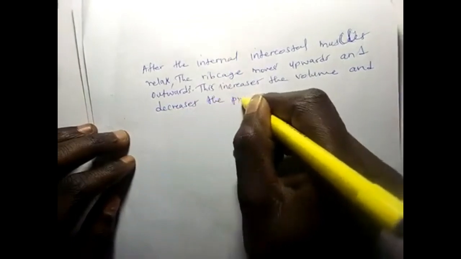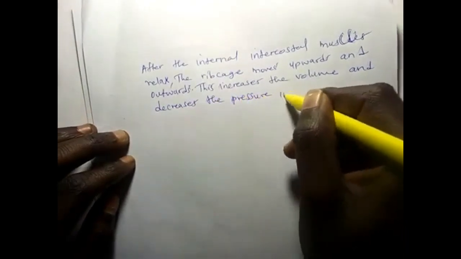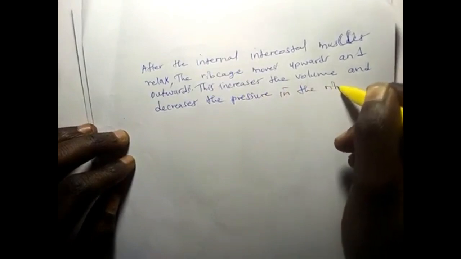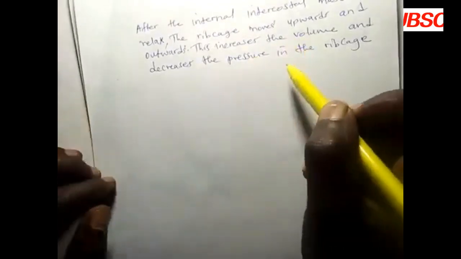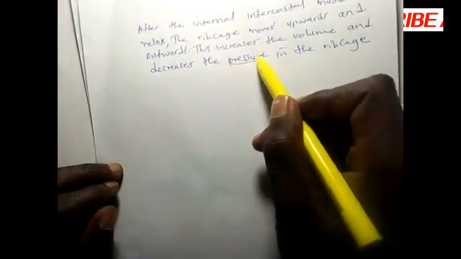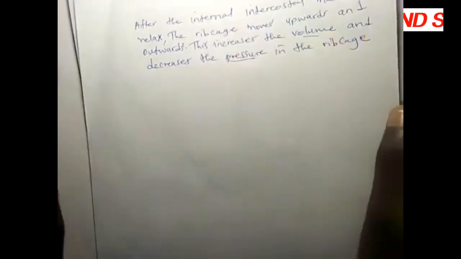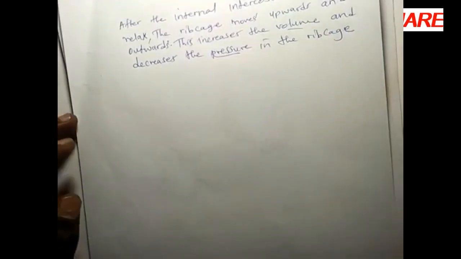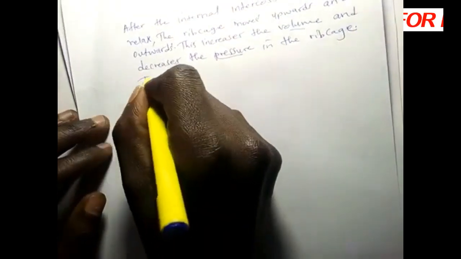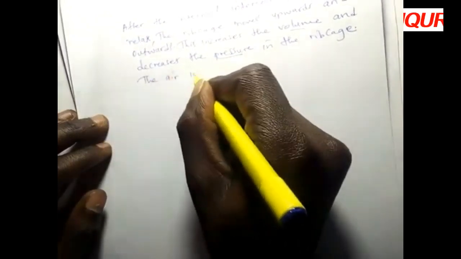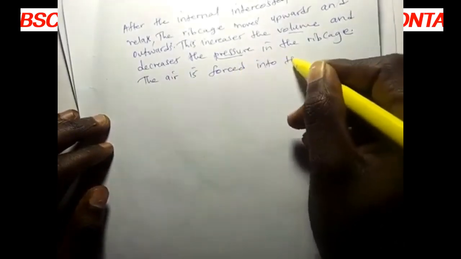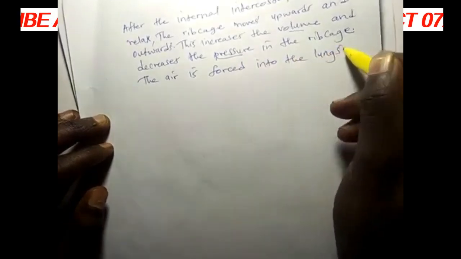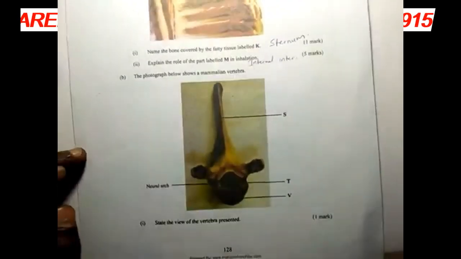The pressure in the rib cage. The rib cage, we have said that is the rib cage, M. Now after the pressure has decreased and the volume has increased, the air is forced into the lungs. That is the role of the part labeled M.